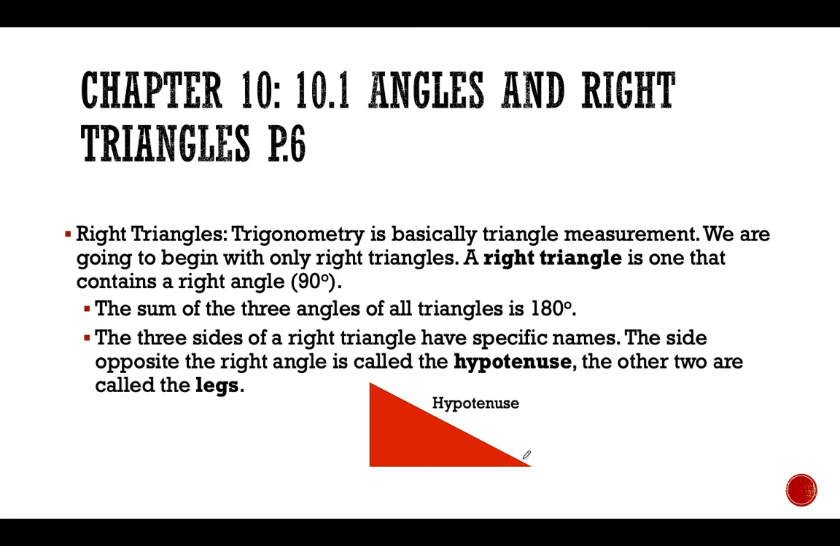Right triangles. Trig is basically triangles. We're going to begin with just right triangles, and you know a right triangle is one that contains a right angle. In any triangle, whether it's a right triangle or not, the sum of all 3 angles equals 180 degrees. But in a right triangle, the 3 sides of a triangle have very specific names. The side opposite the right angle is called the hypotenuse, and the other 2 are called the legs.